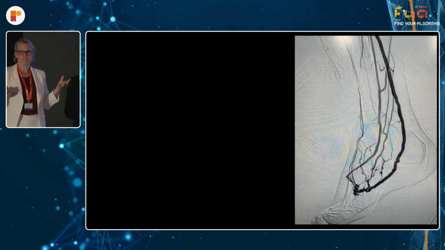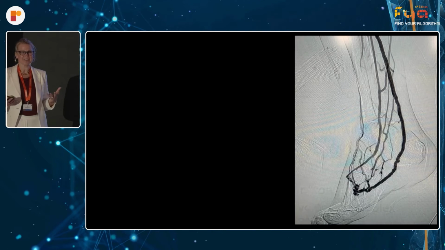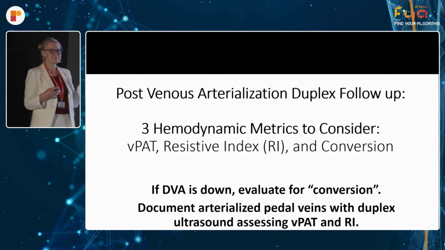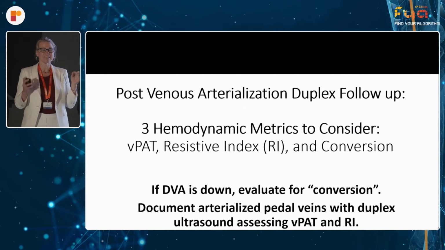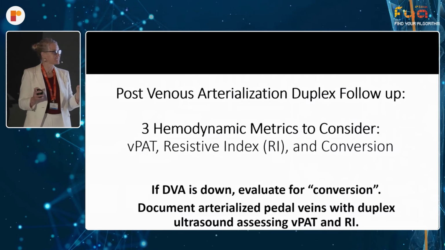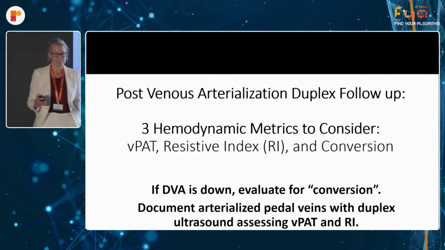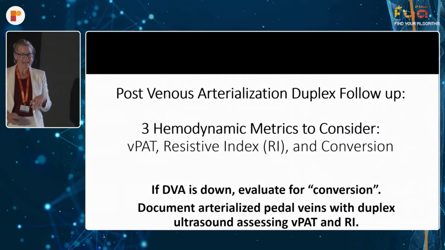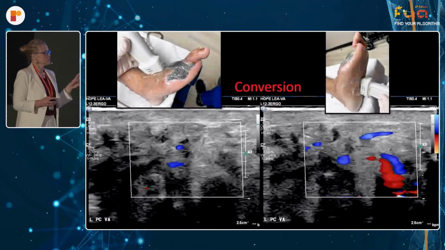I think a lot of people are looking at just flow volumes, and we've discovered that we can look at other hemodynamic metrics in the foot. So we are looking at venous pedal acceleration time, so looking at the rise time of the now arterialized flow in the lateral plantar vein. Very helpful because it tells you if you have an inflow issue. We can look at resistive index that tells us what's happening distally, and then we look for a new metric called conversion. So this is really exciting.